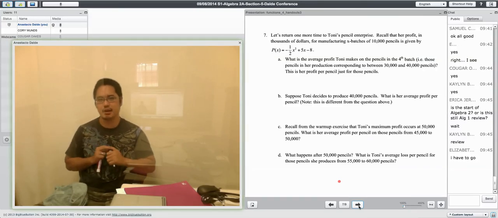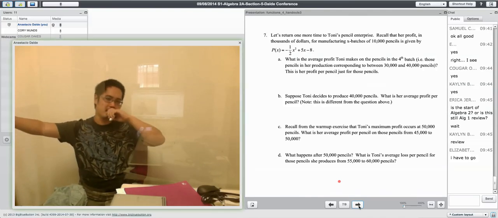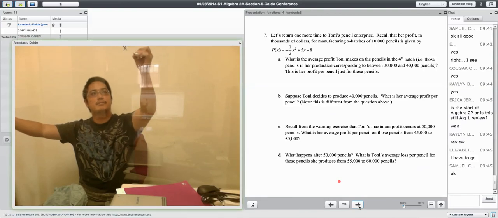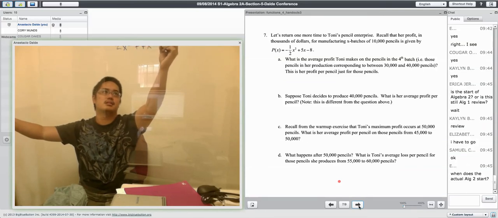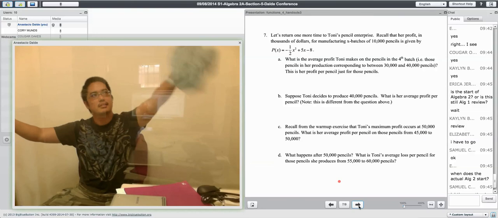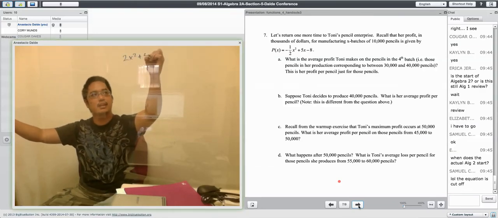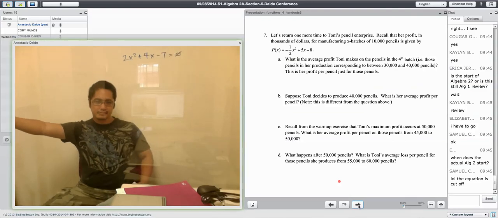let me make up a problem, Sam. You're free to go at this point. Let me make up a problem. Let's see. Let's make it 2x squared plus 4x minus 7 equals 0. Oh, you can't see that, sorry. 2x squared plus 4x minus 7 equals 0. Got it?